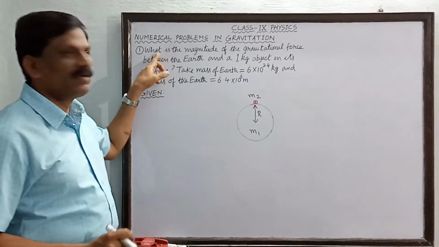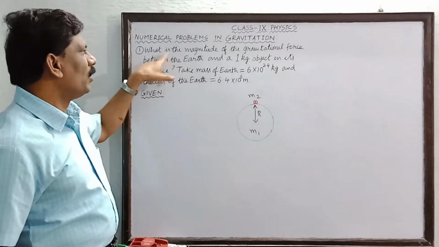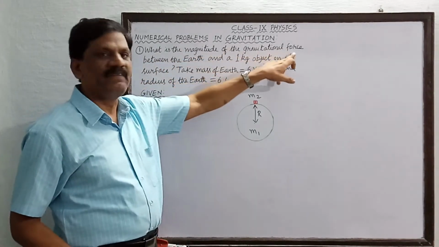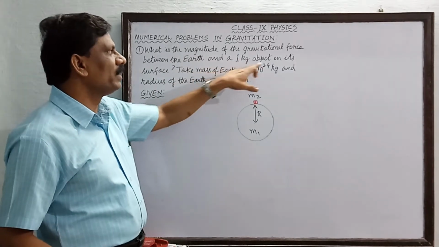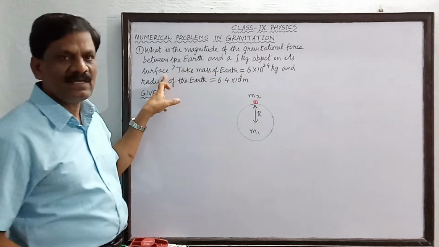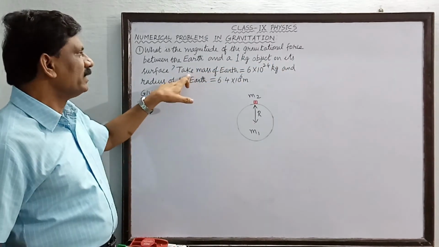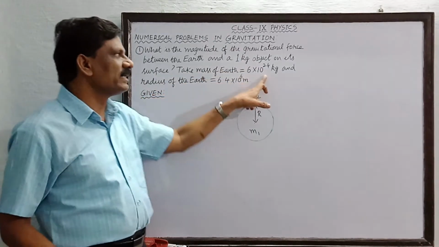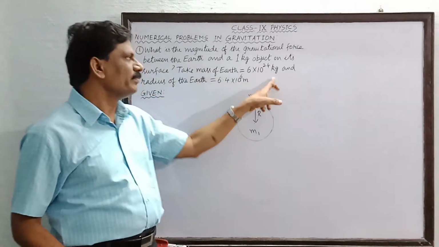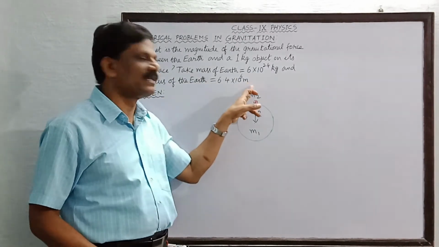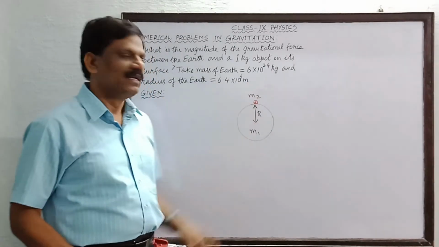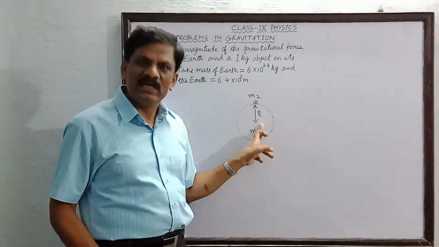So the first problem we are going to solve is, what is the magnitude of the gravitational force between the earth and a 1 kilogram object on its surface? Take the mass of the earth as 6 into 10 power 24 kilogram and the radius of the earth as 6.4 into 10 power 6 meter. So this is the diagram relevant to that.